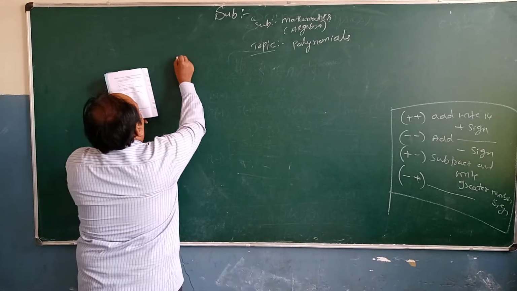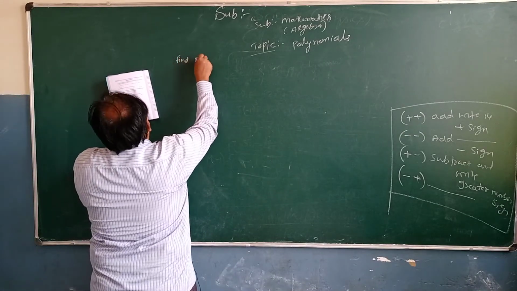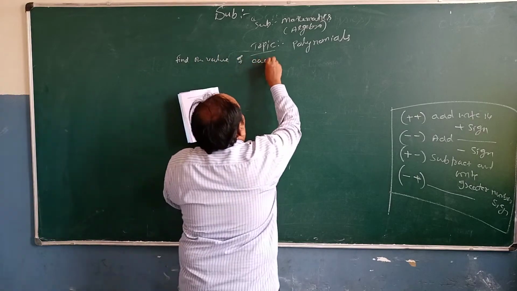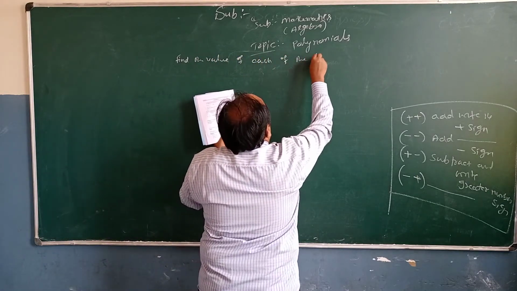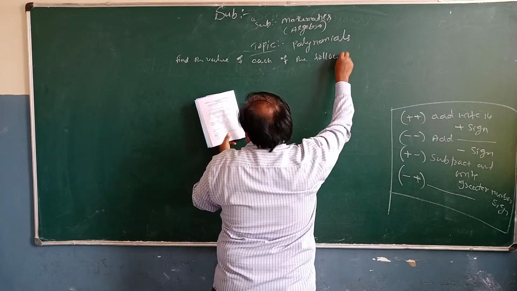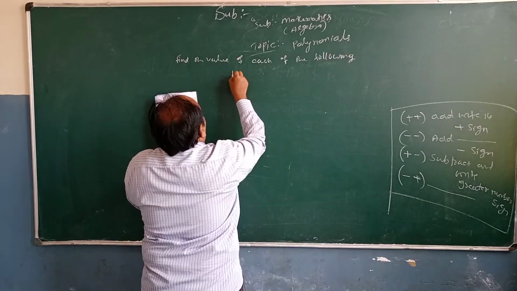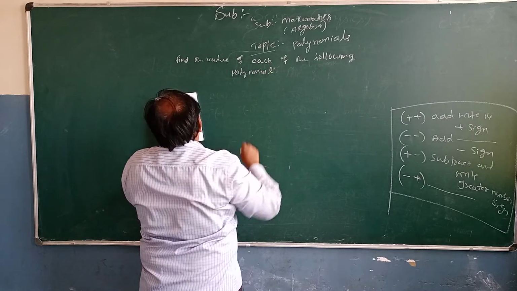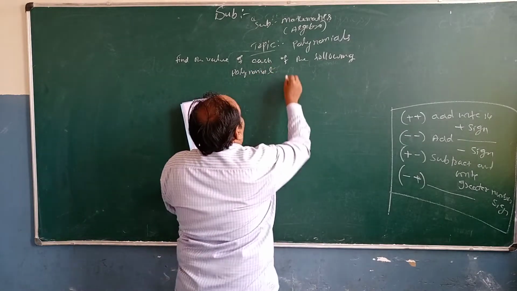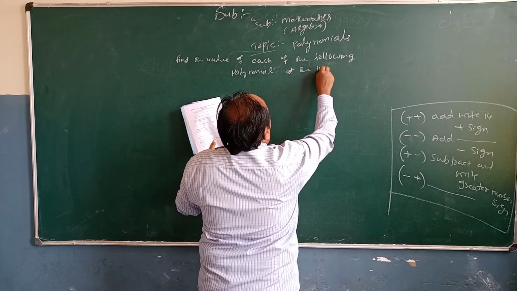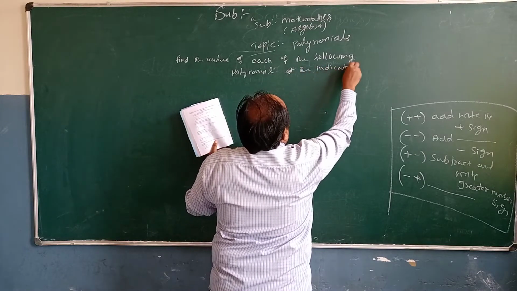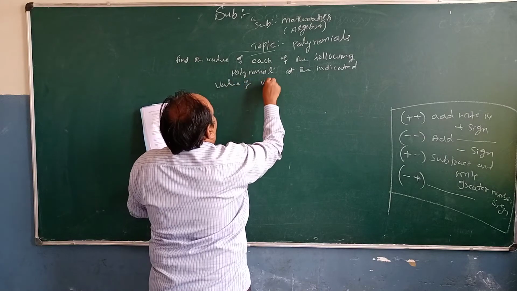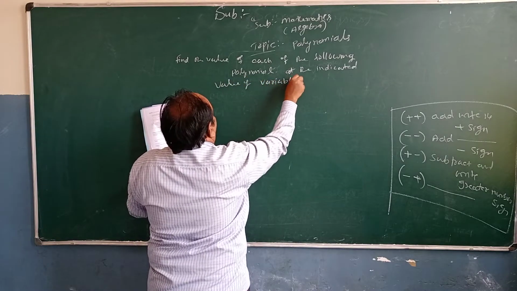Find the value of each of the following polynomials at the indicated value of variable.